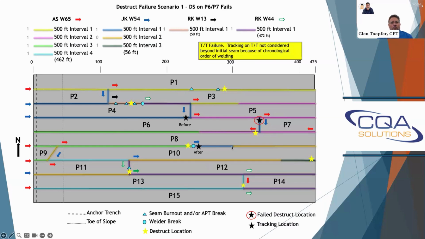So I wanted to give you a couple examples here, failure scenarios. So this first one, a destruct fails on panel 6, panel 7. So that's this black star circled here. Assume this whole seam fails. The installer decides, hey, I'm just going to cap that seam. You would take your after sequentially here at this location if you look at those seaming logs. And then likewise, going before, you take it at the end of the seam 4-6 where it's marked. But so that would be how you would track it.